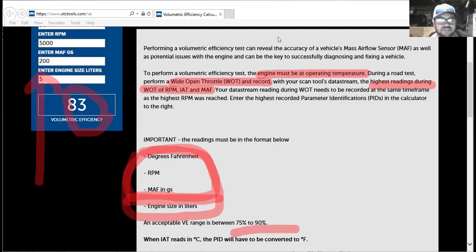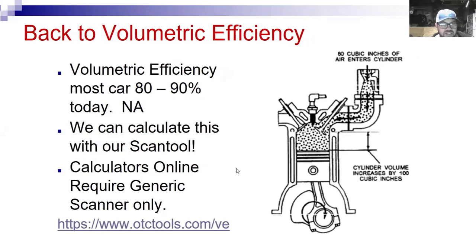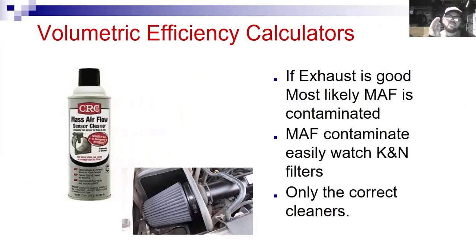My mass airflow sensor. Because remember, in that data, one of our critical pieces of information, and let me make sure I change my screen share, there we go, was we took the amount of grams per second of airflow entering the engine, and we typed that into that calculator. So if I don't have a restricted exhaust and rats didn't build a nest in my air intake, the most likely cause would be a contaminated mass airflow sensor.